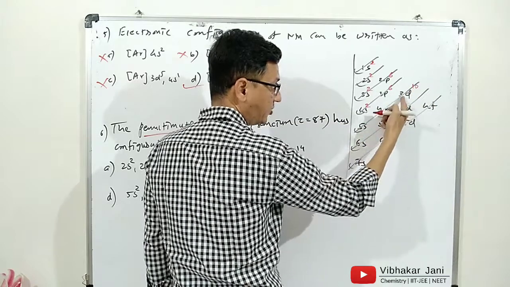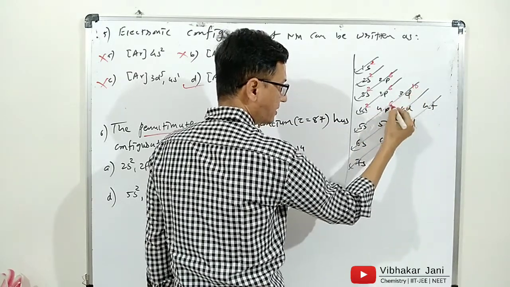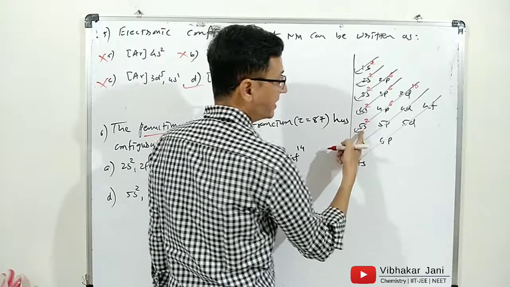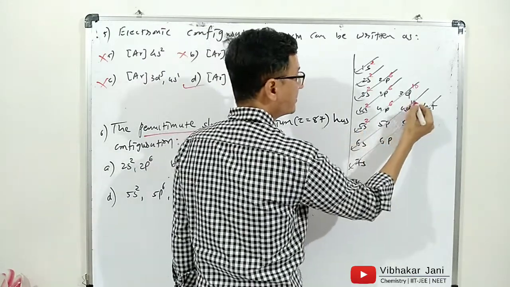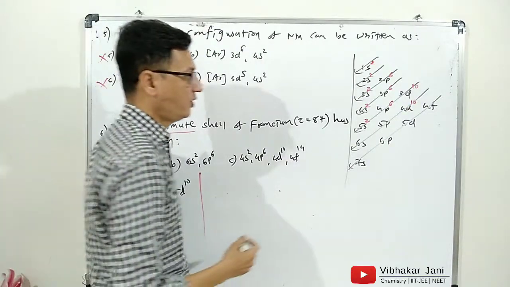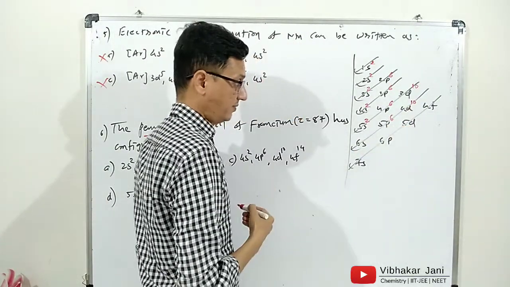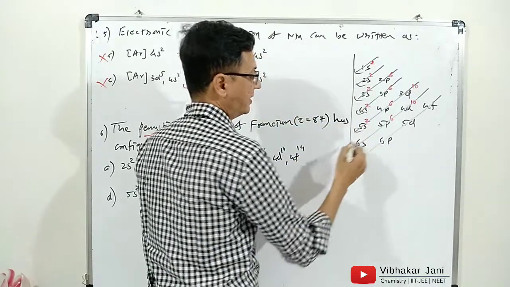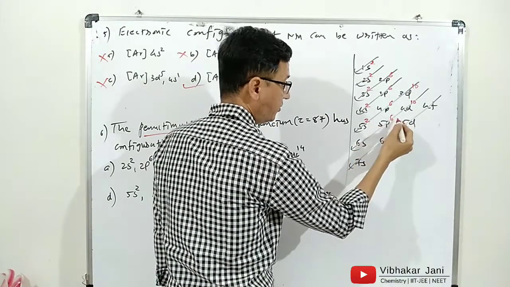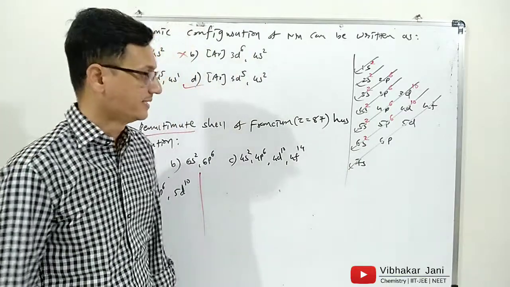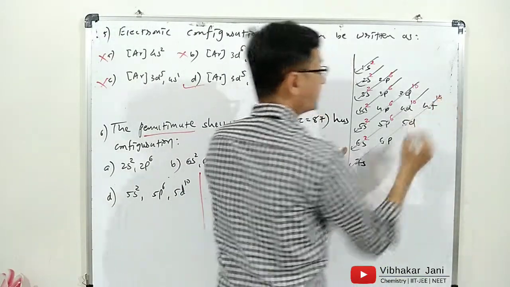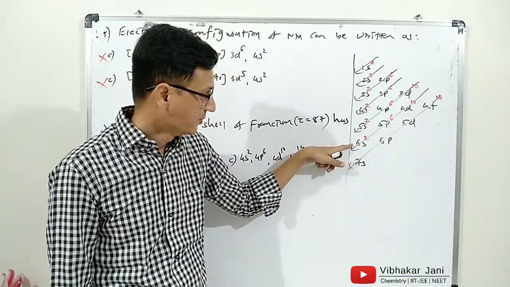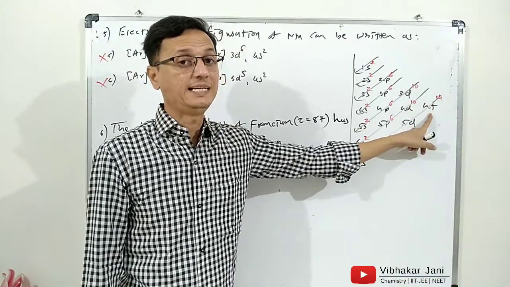2 + 2 is 4, 4 + 6 is 10, 10 + 2 is 12, 12 + 6 is 18, 18 + 2 is 20, 20 + 10, the capacity of d is 10, so it is 30. Now plus 6 is 36, plus 2 is 38, 38 + 10 is 48, 48 + 6 is 54, 54 + 2 is 56, 56 + 14, the capacity of f is 14 electrons, so 56 plus 14 will give us 70.